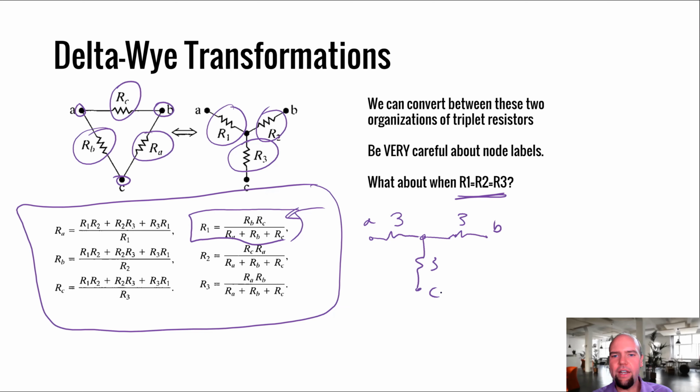I'm kind of stuck on my pen color being purple, but I like it. It goes with my shirt a little bit. A lilac, I guess. And what if we want to convert these to a delta? Well, let's look at the delta equations here.